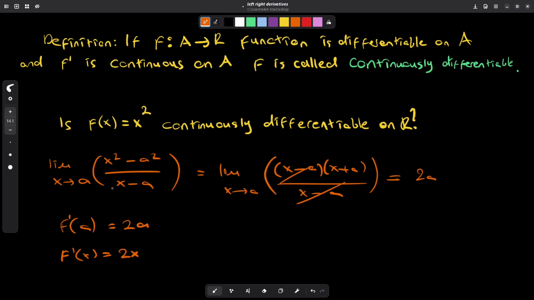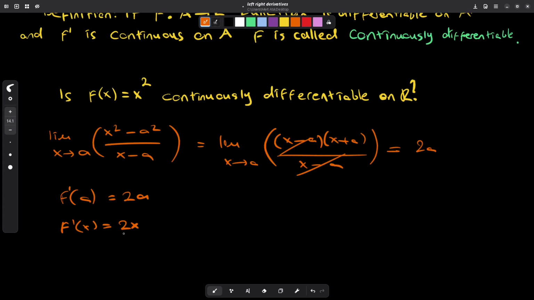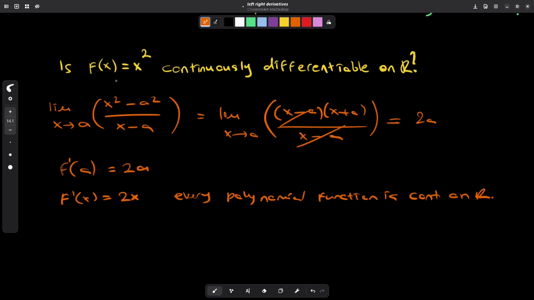So the function given to us is differentiable. Is this continuous on R? Yes, it is, because we know that every polynomial function is continuous on R. So therefore, we can say x squared is continuously differentiable on R. Yes, it is.